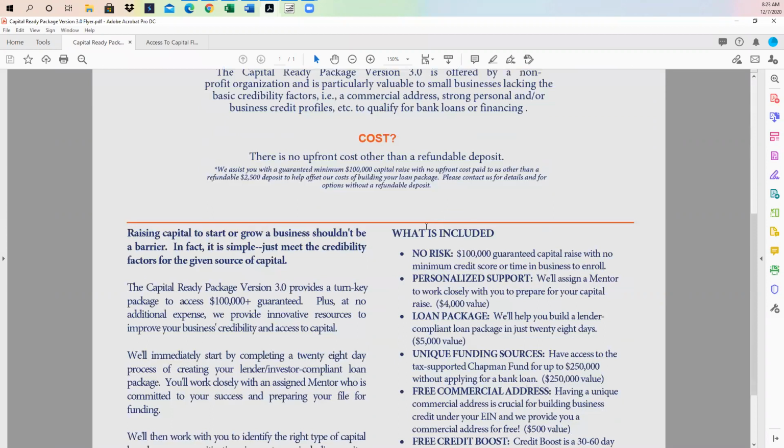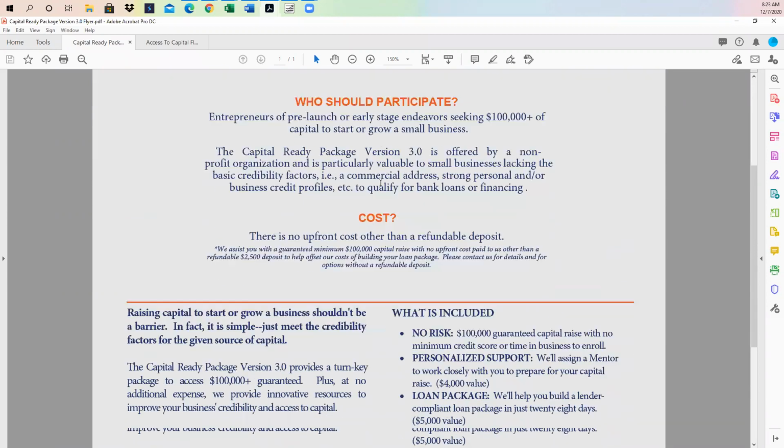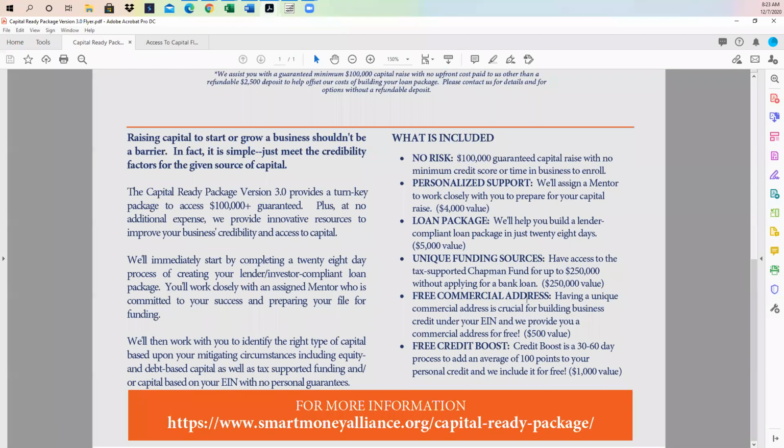And so, of course, you could highlight anything you want to. If Dion is looking at the flyer for the Capital Ready 3.0, that would help because your main talking points are over here on the right. And you notice I've already talked about the no risk, and I've already talked about the personalized support and the fact that we're building a loan package. And so then I just need to go ahead and hit a couple of these other points and then try to close Dion.